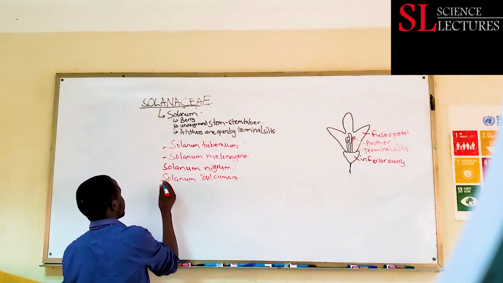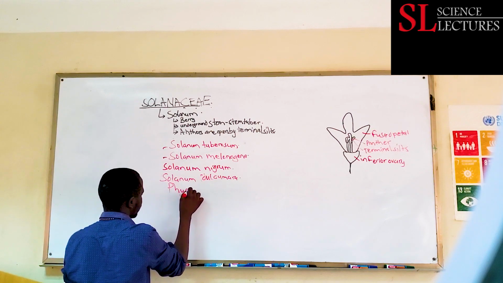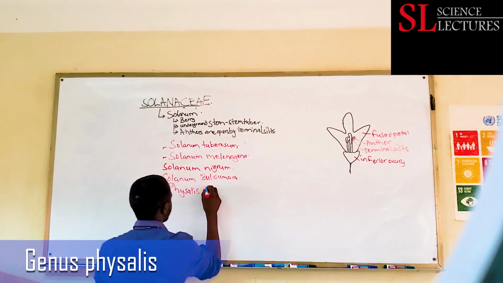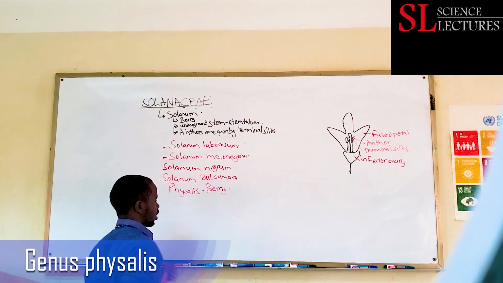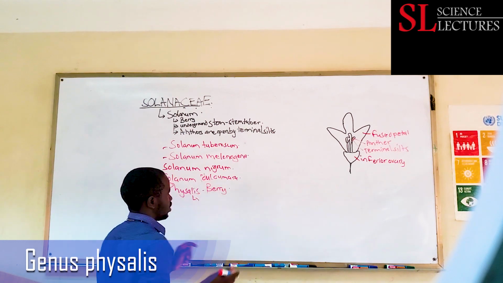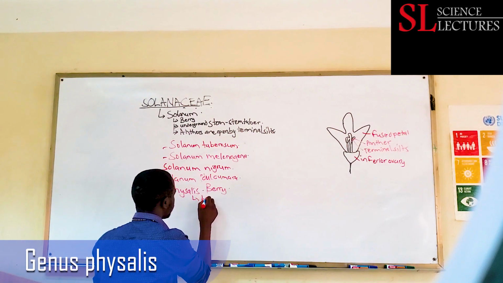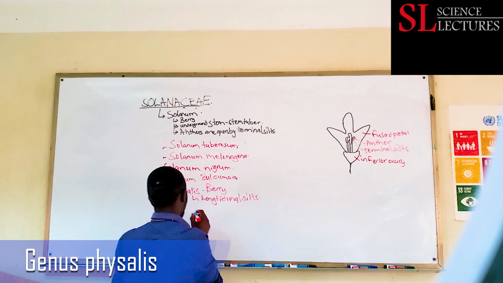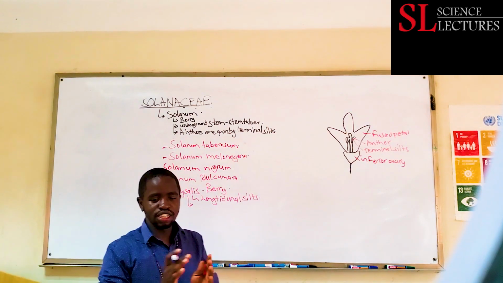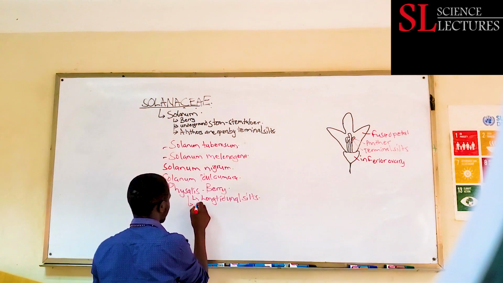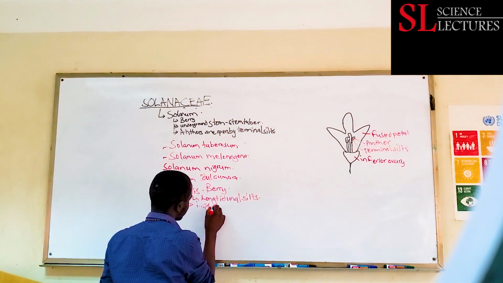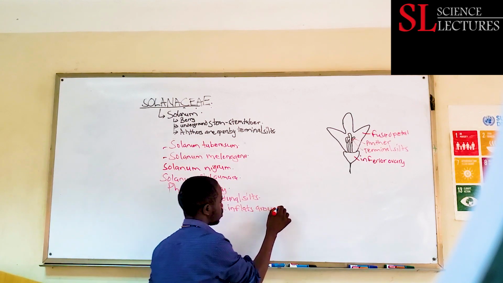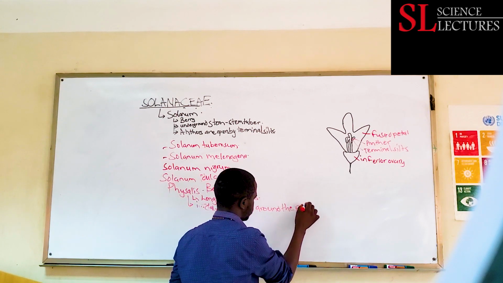Next, I want us to look at the genus Physalis. Just as we've said in the genus Solanum, their fruit is a berry. Even these ones have their fruit as a berry. That is number one. Then instead of having terminal slits, they have longitudinal slits. On top of that, their calyx tends to inflate around the fruit.